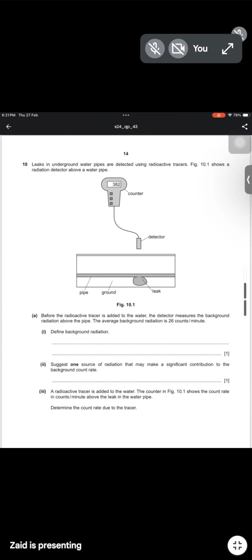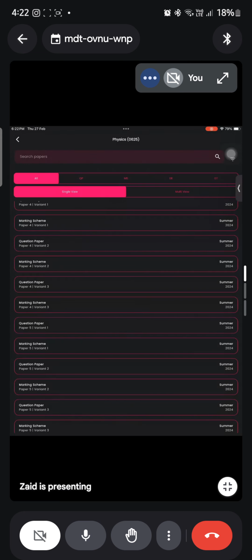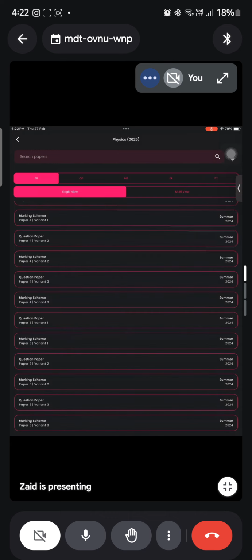They're saying the background radiation is 26 counts per minute and the counter is showing 382. So what is the count rate because of the source? We have to subtract the two count rates. The counter is showing a count rate and the background count is this. They're asking us to find the count rate because of the source. Yes, sir, 356. Good.